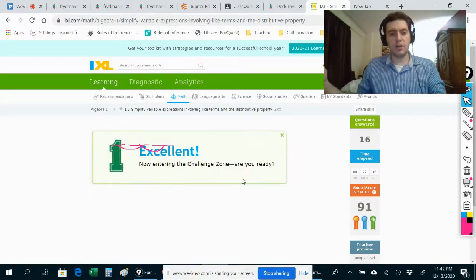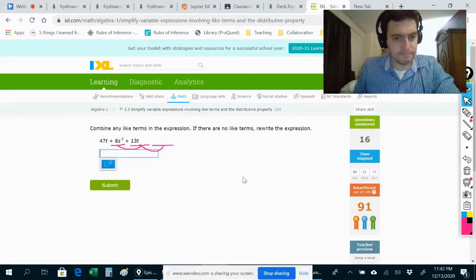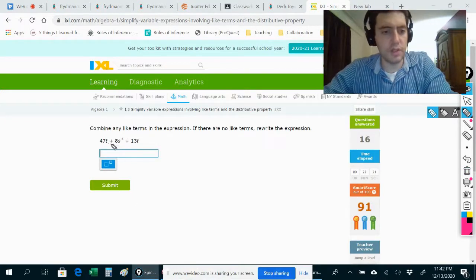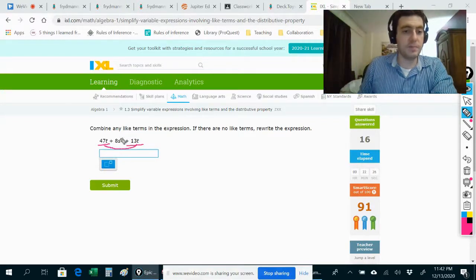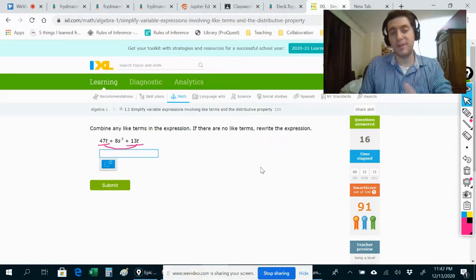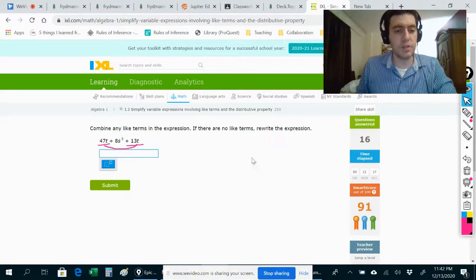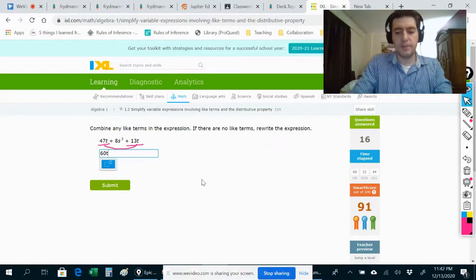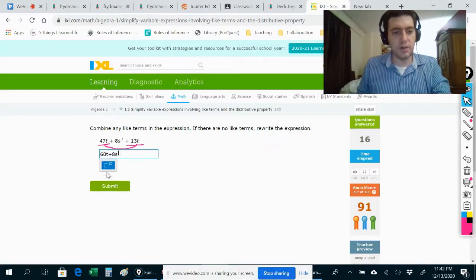Okay, I'm in the challenge zone. All right. I was hoping it would give me some more distribution. These look pretty simple, so I can combine the t terms, and everything is positive. Everything is plus. So again, it's giving me an easy one, but you do have to check to make sure if everything is plus. A lot of times it's not. You have to see if it's plus or minus. You have to decide what to do. All right, so 47t plus 13t is going to give me 60t, and then plus 8s to the third power.